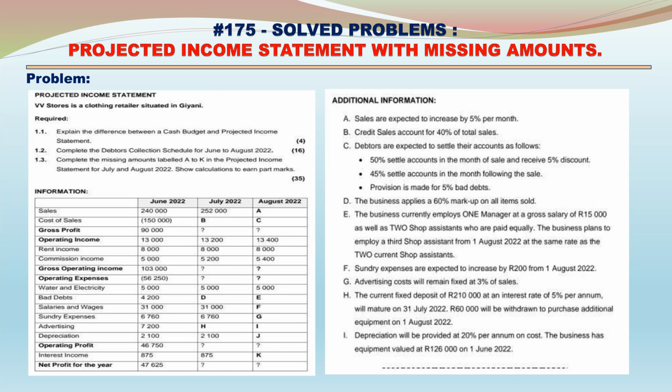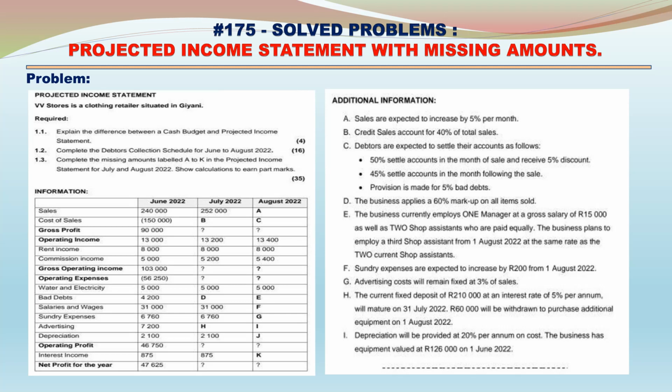Rent income is 8,000 for June, 8,000 for July, 8,000 for August. Commission income is 5,000 for June, 5,200 for July, 5,400 for August. Gross operating income is 103,000 for June, and for July and August we need to find out. Operating expenses are 56,250 for June, and for July and August we need to find out.